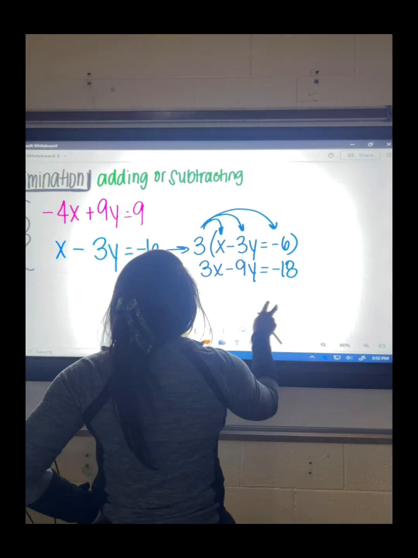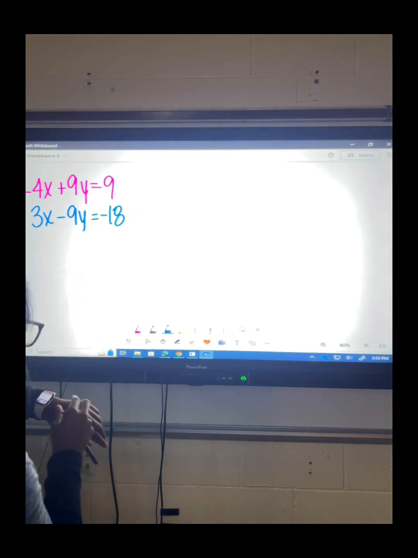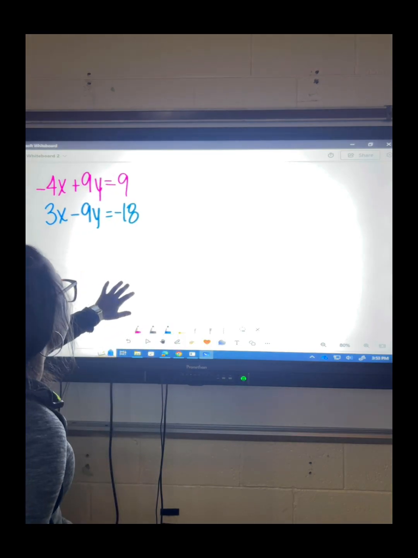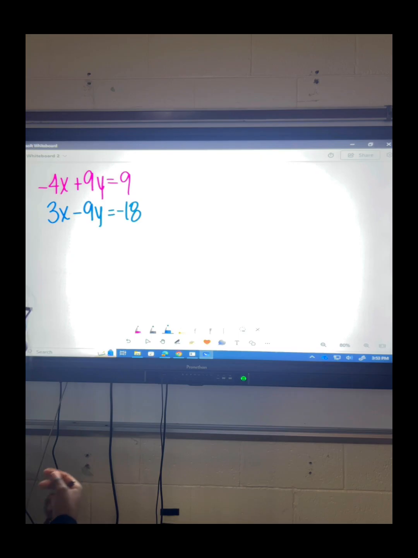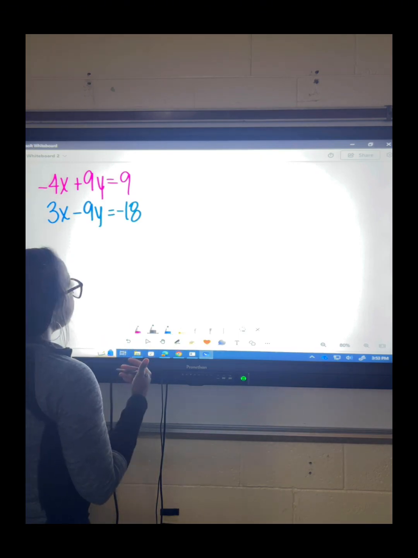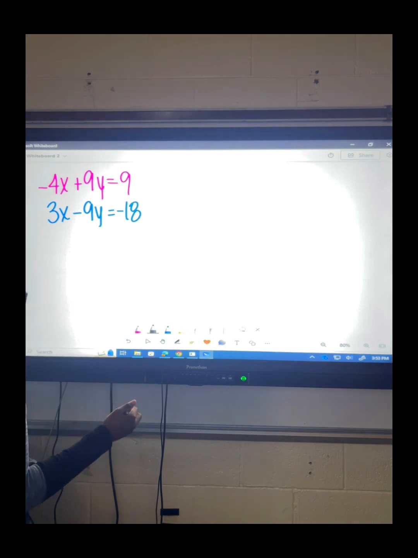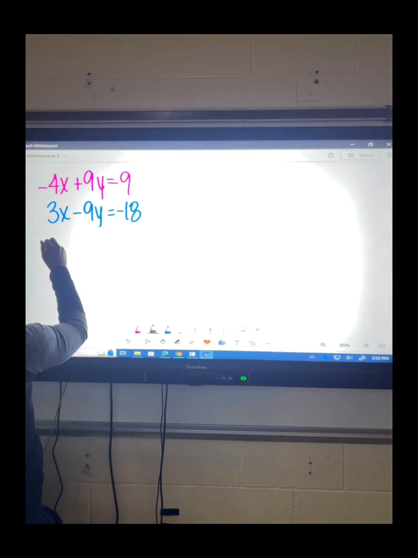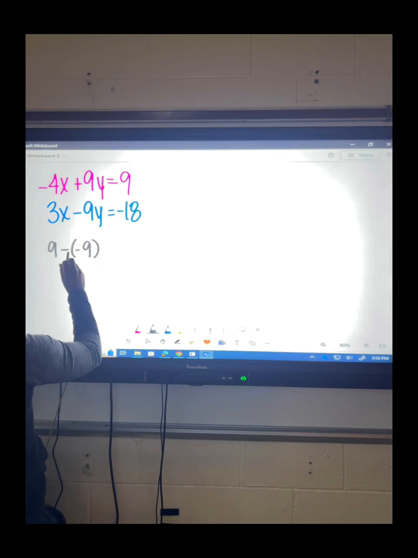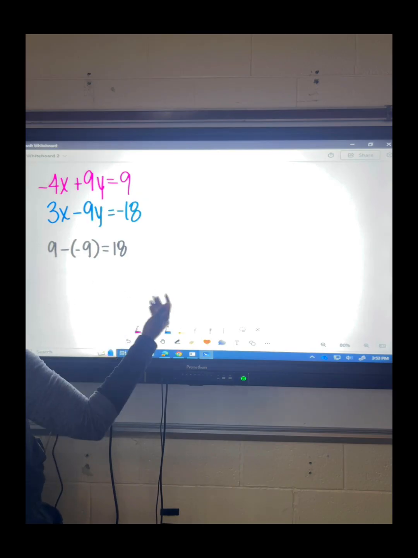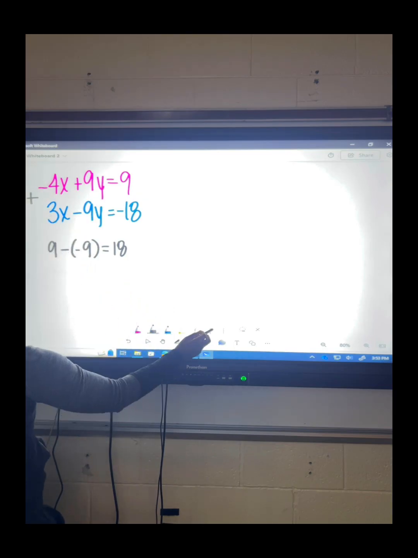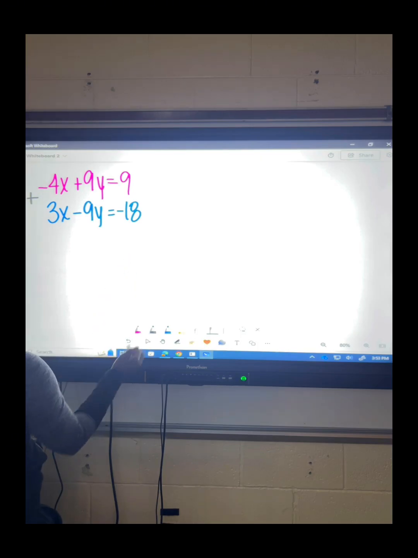So let me scoot my life over. After I've done all my elimination tricks, this is what I end up with. Now I need to figure out what I'm going to do. Am I going to add or am I going to subtract? I know that what has the same numbers is the y, so I'm working with the y's. If I say 9 minus negative 9, that gives me 18. So I know I'm not subtracting. I gotta be adding. And then I just go through and add.